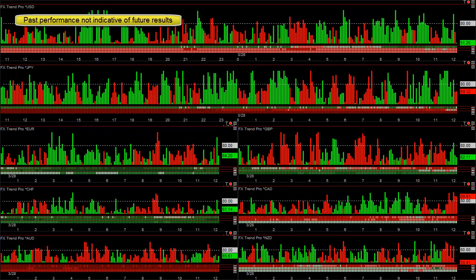Nice, decent trade where you have a win that's significantly bigger than what your risk is. And that's the key to trading right there.